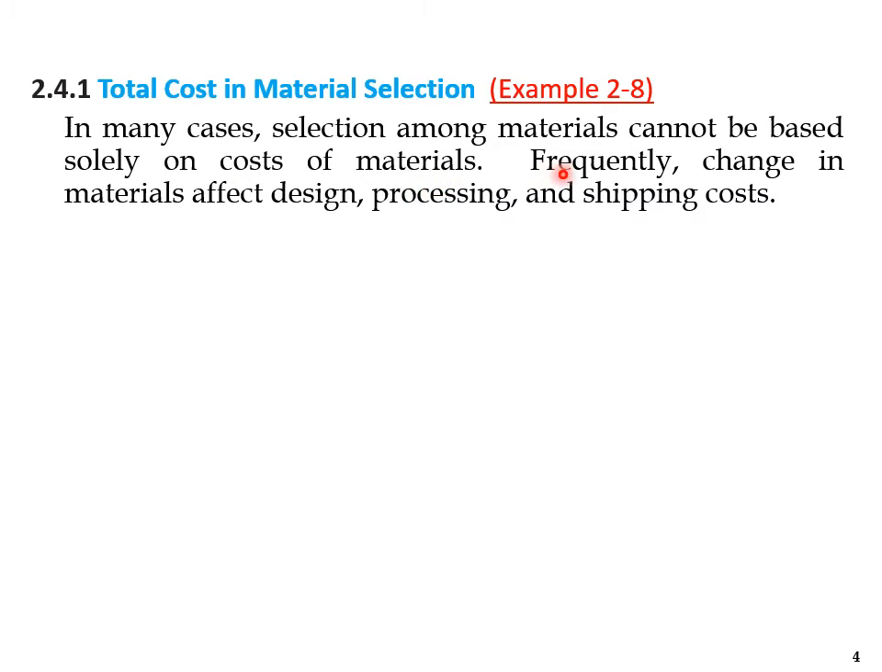But the thing is, usually, when you change the material, this change of material will also affect the design. So in order to satisfy the strength requirements, conductivity requirements, different type of requirements, you need to change the design. Also, a change in the material may require a different type of processing. It may require casting or metal cutting, turning, depending on the material. Your cutting tool can be different. And also it may affect the shipping cost. So it is not just the cost of material, but all these costs must also be included in the analysis.